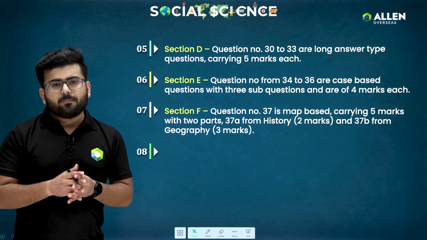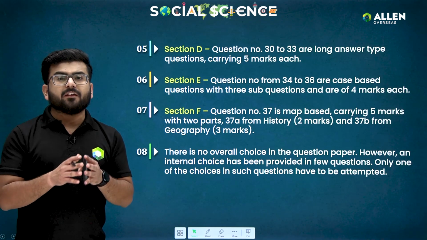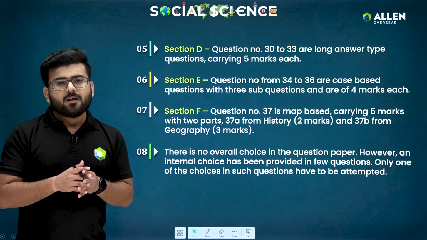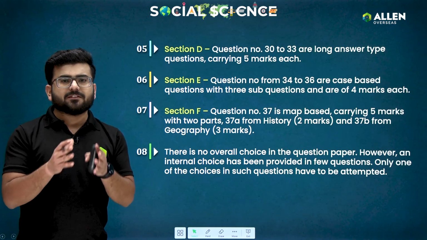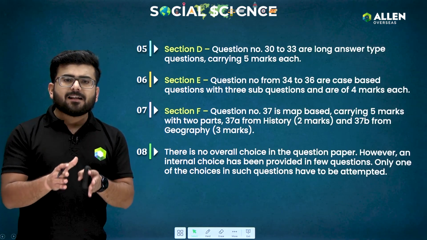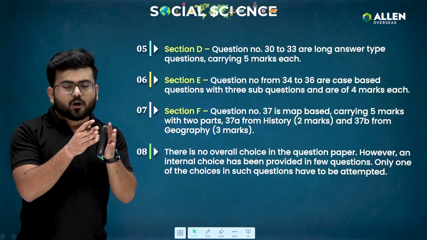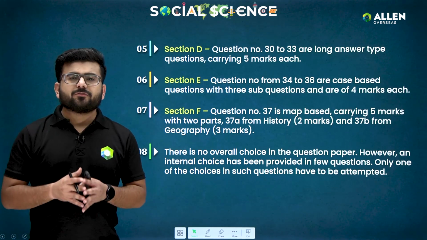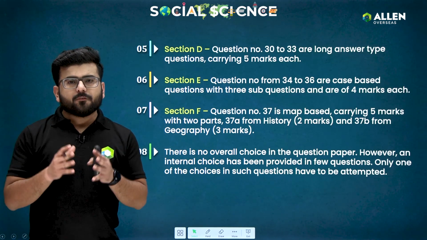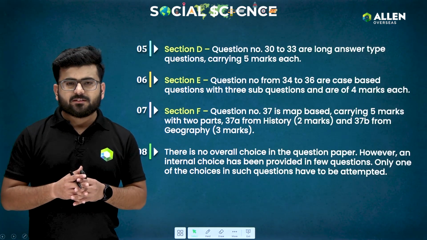Students, in our social science paper, we will not have any overall choice given. But yes, with some questions, we'll have some internal choices, and internal choices will be from the same chapter from which the first question has been given. So yes students, this is all about the paper pattern of social science to be asked in board examination.